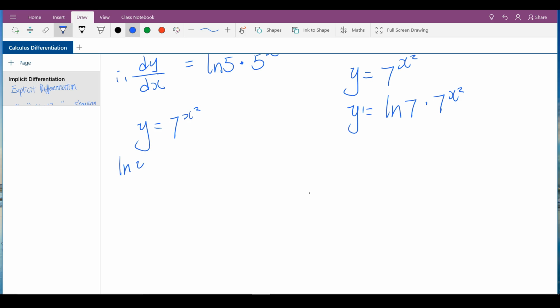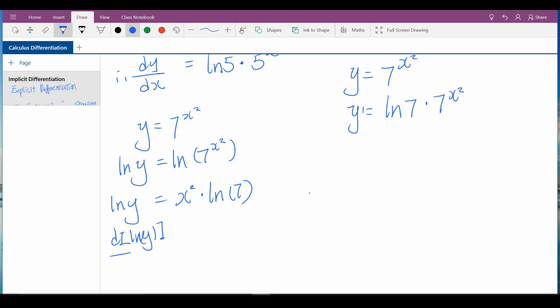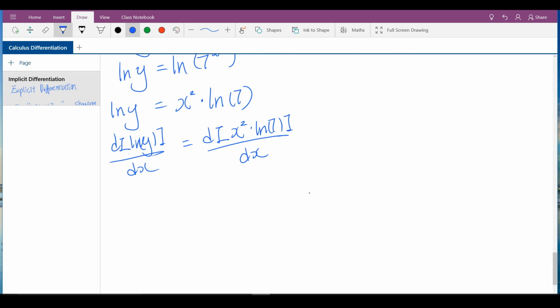We take ln of both sides. Bring the power to the front with the index law. And then differentiate both sides with respect to x. Right. So let's do the right hand side.